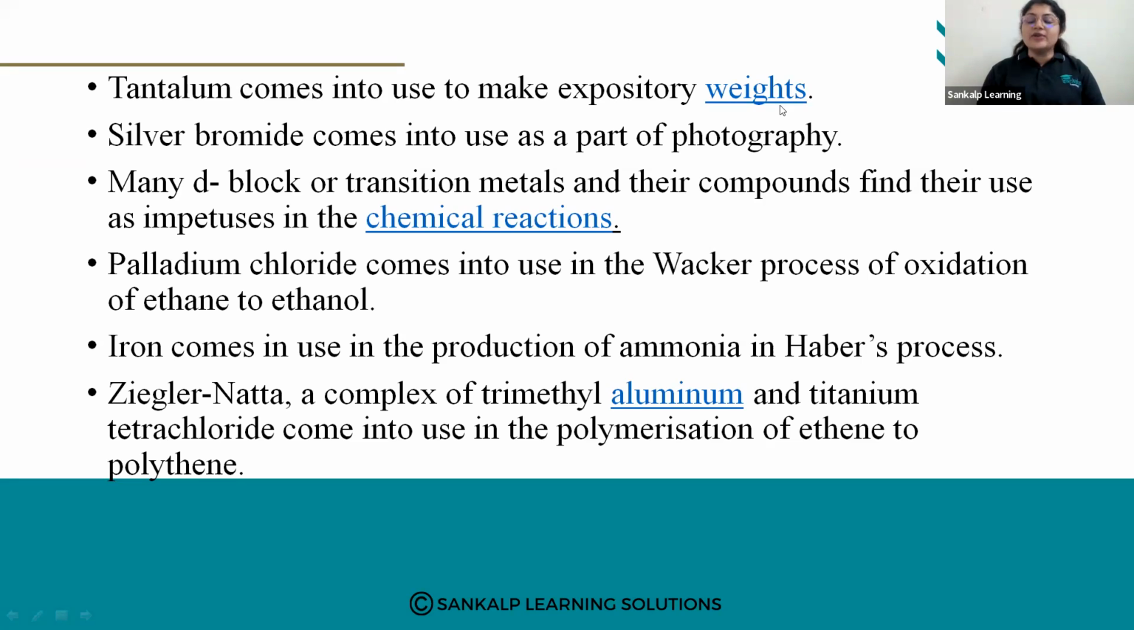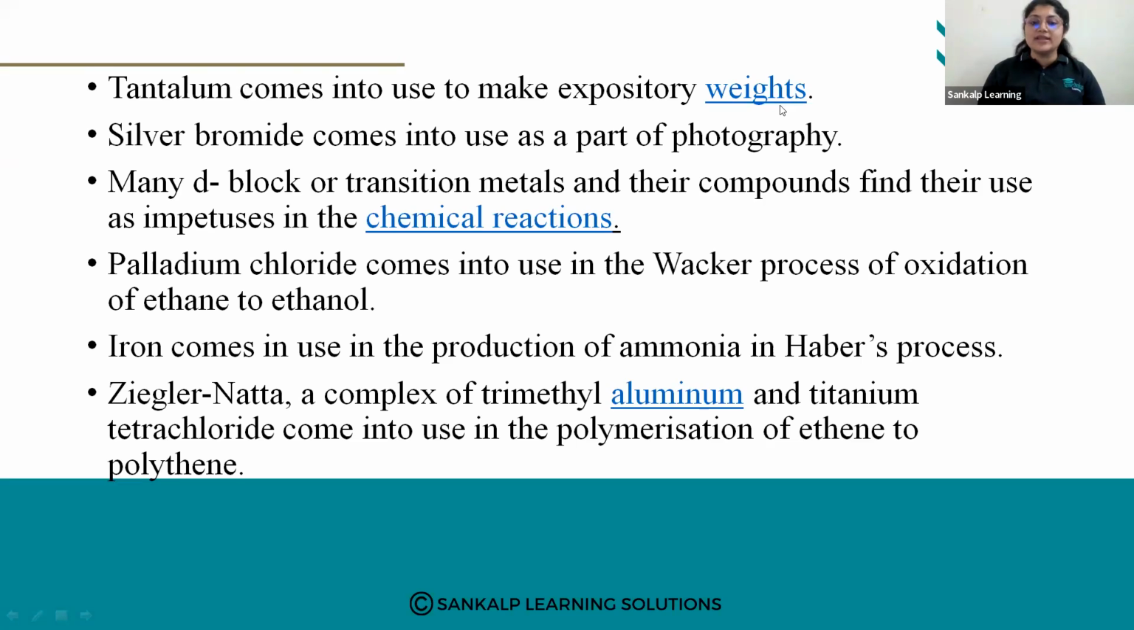So nitrogen and hydrogen: you pass hydrogen gas over the nitrogen gas, and you are making use of an iron catalyst there. So we are using it in the production of ammonia. Then next is Ziegler-Natta. Ziegler-Natta is another catalyst which is very important in making polythene bags, right? Polythene plastic bags. So when you convert ethene to polythene, that is a polymerization reaction.